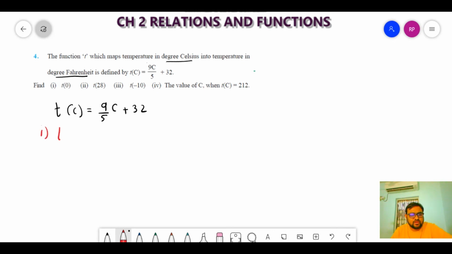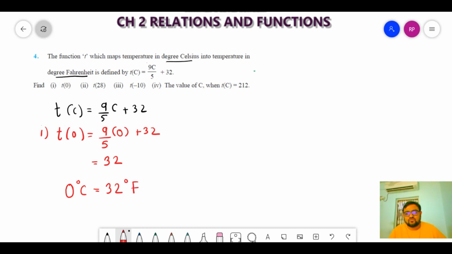First, you have to find T(0), means 0 degrees Celsius is equal to how many Fahrenheit. I'll use the method that I used in the third question. Instead of this C, I will put a bracket, plus 32. Here it is 0, so I will put 0. So 9/5 into 0 is 0, plus 32, that will be equal to 32. So that means 0 degrees Celsius is equal to 32 degrees Fahrenheit. Clear? So note down the first part of question number 4.